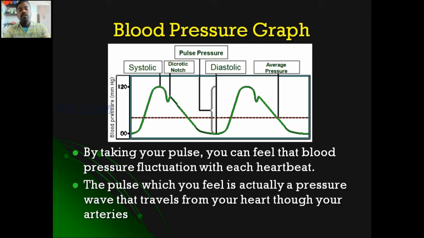You can see the pulses like this. You can find your pulse just by placing your fingers on your wrist like this. In this way you can find your pulse. The pulse is a wave, a pressure wave that is traveling from the heart through the arteries. So this is blood pressure.